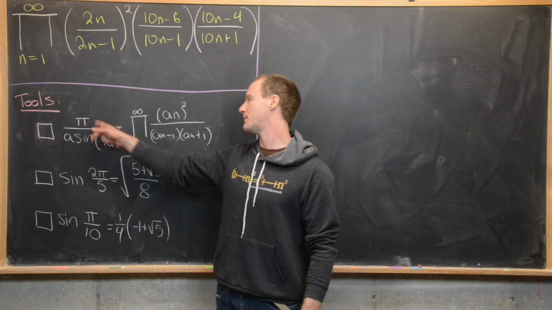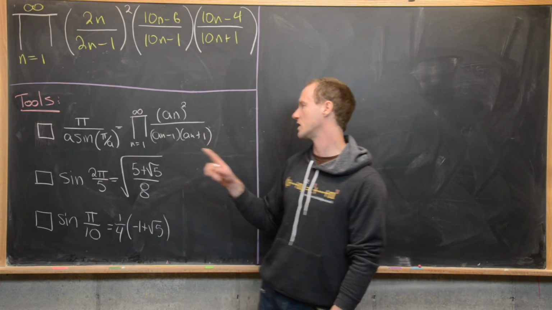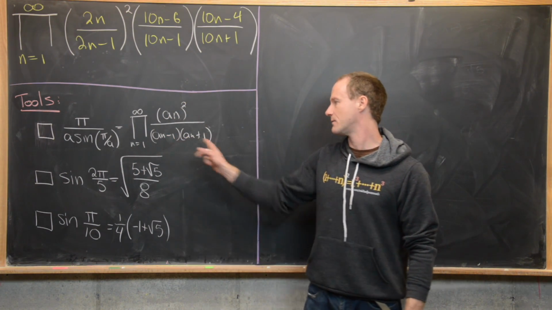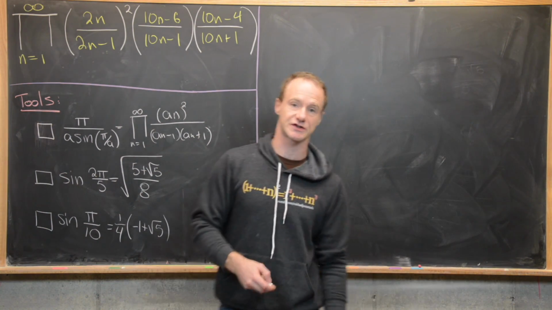So we're going to show that pi over a times sine of pi over a is equal to this infinite product of a times n quantity squared, over an minus 1, an plus 1. Okay, so let's maybe get to this first.